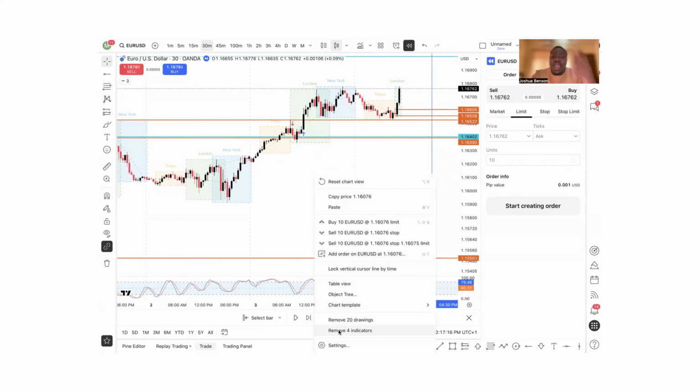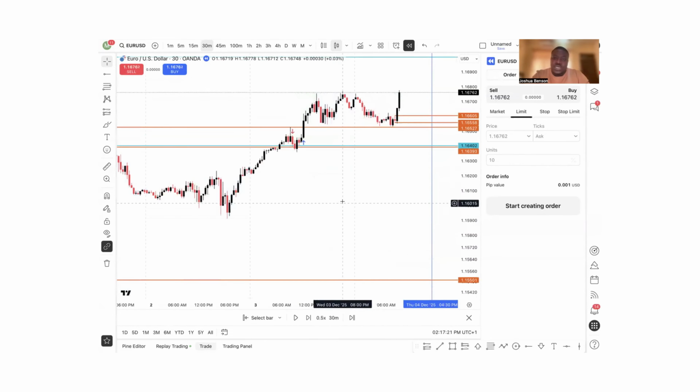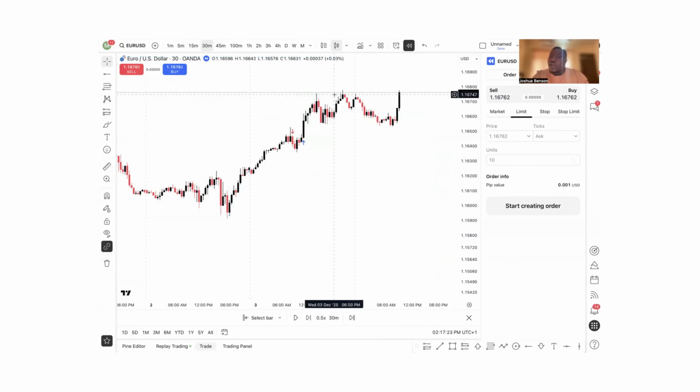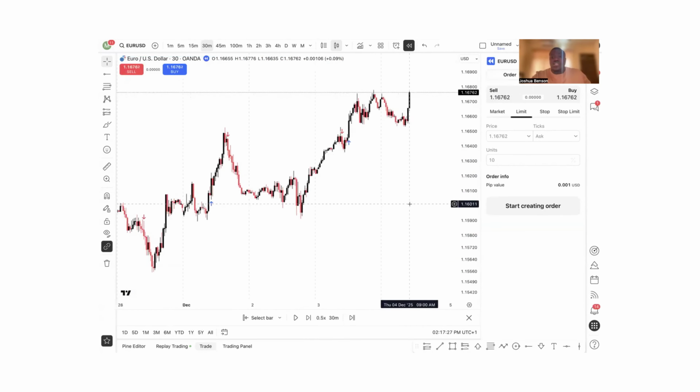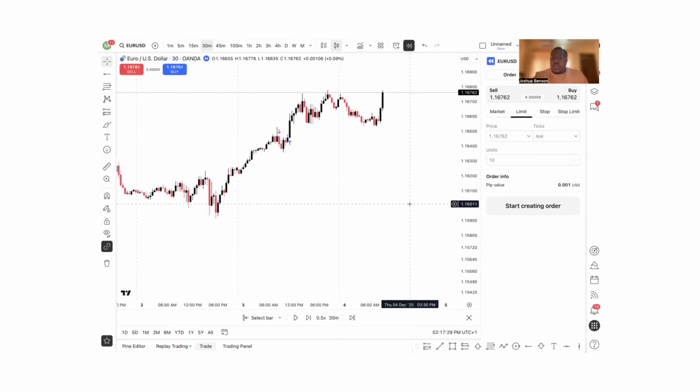Now I can say I want to clear, remove the whole 20 drawings, remove the whole indicator on my screen, and I'm still going to be profitable. All I need is just one line. Just one line. That's just how it is. So it's very simple. You can use the strategy to help yourself, rather than jumping from one strategy to another.